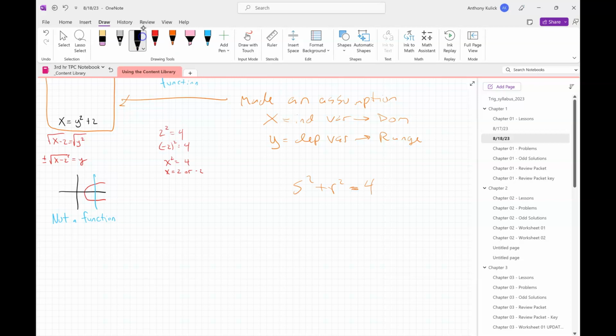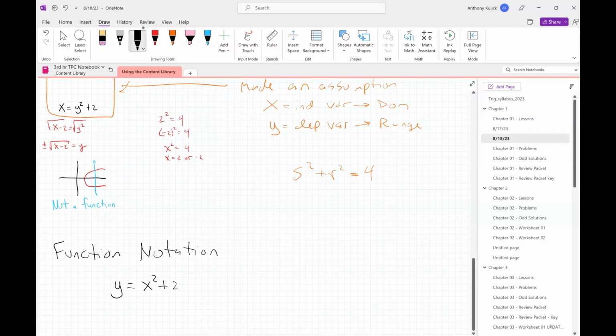What we can do to make that better is we can use function notation. So instead of writing this as y equals x squared plus 2, instead we can write f of x equals x squared plus 2, because that guarantees to me that x is the independent variable, because the other variable is a function of x, right?